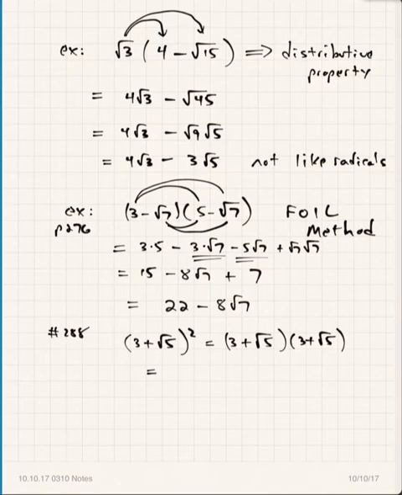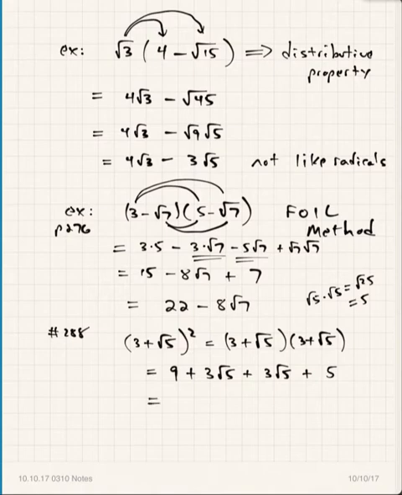So 3 times 3 would be 9. Outside 2 would be 3 square root of 5. Inside 2 would be 3 square root of 5. And then the last 2 would be the square root of 5 times the square root of 5, which is 5. Right? You remember the square root of 5 times the square root of 5 is the square root of 25, but that's just equal to 5. And so you have 9 and 5 is 14, and 3 square root of 5 plus 3 square root of 5 is 6 square root of 5, like that.